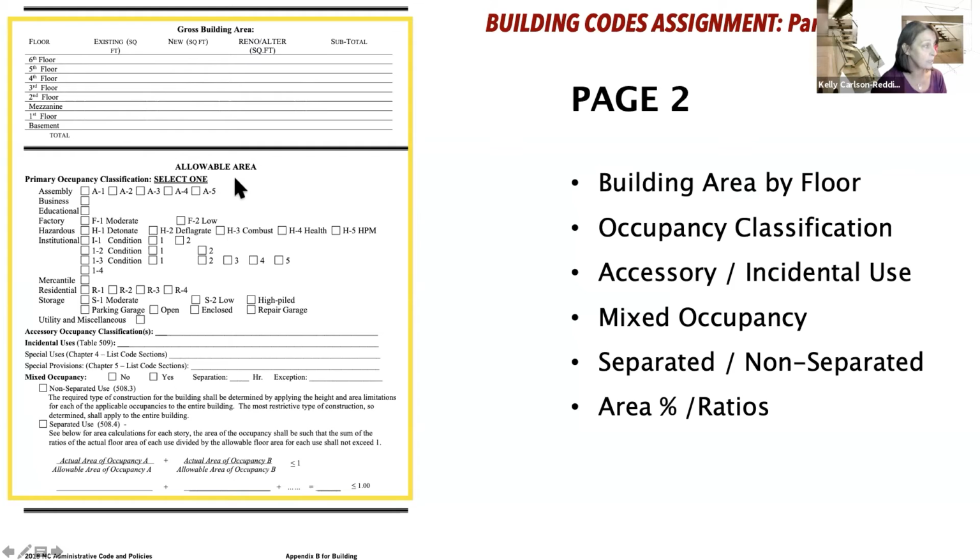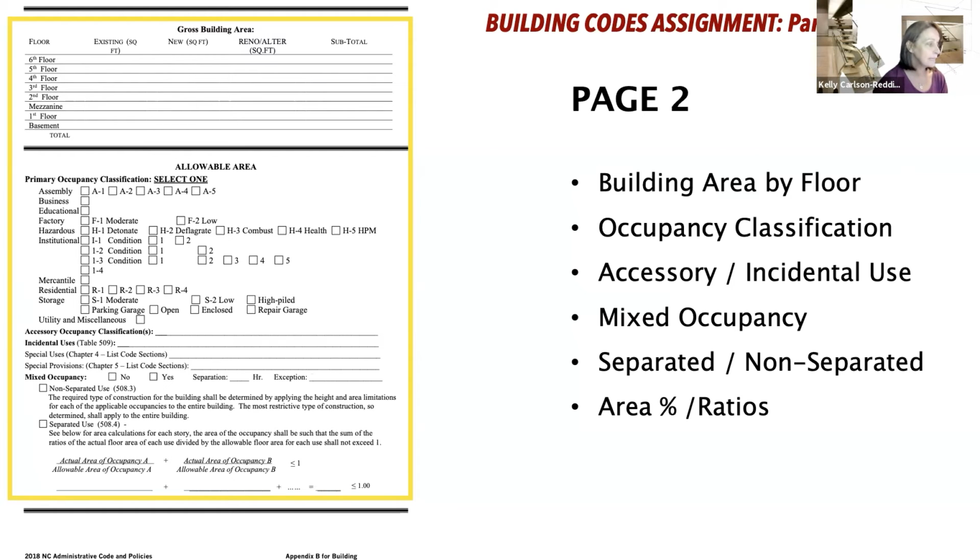What kind of assembly do you have? Do you have business? How many of these do you actually have in your design? And are you going to treat these as separated or non-separated? Separated means I need to start to do some ratios, right? Some ratios between meeting one standard and another.